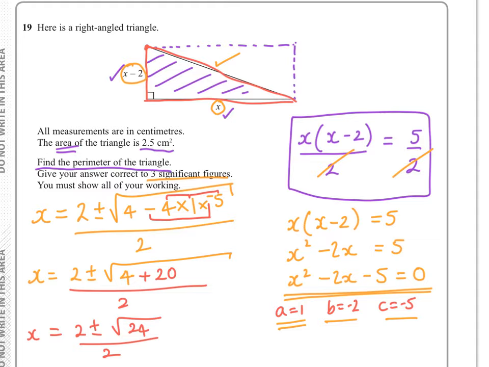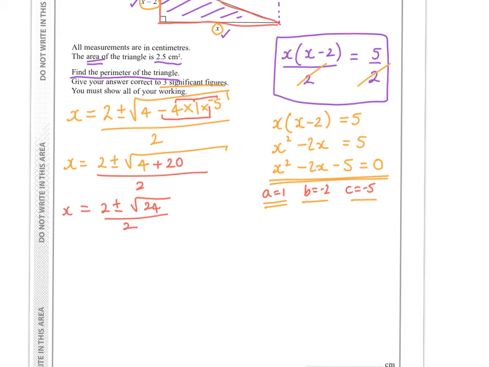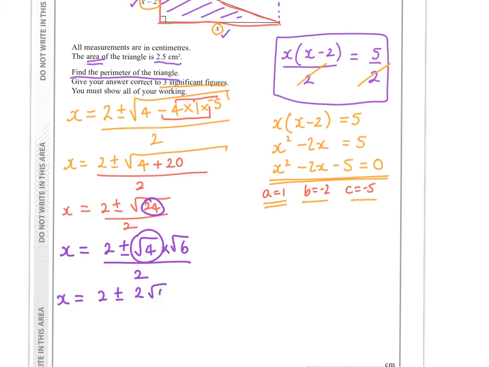Well, as it's the calculator paper, I think it's a good idea to actually try and do as much as we can without. Of course, you won't do this in the exam, but I can try and show you a few other things at the same time. So from here, we'd have x is 2 plus or minus, well, 24 is 4 times 6, so it's the square root of 4 times the square root of 6, all divided by 2. So x will be 2 plus or minus 2 root 6, all divided by 2. So x would be 1 plus or minus root 6, because I've just halved the top and halved the bottom.